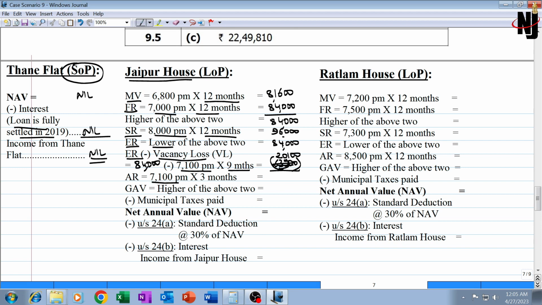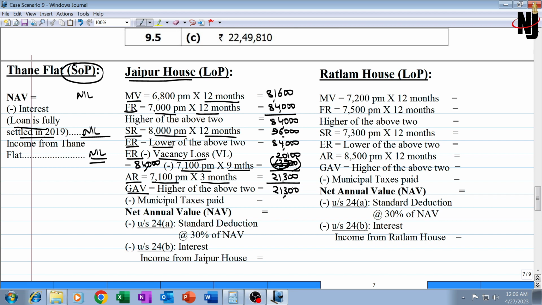And then actual rent 7,100 per month into 3 months. Alternatively, instead of multiplying it by 3 months, you can multiply it by 12 months and then reduce the vacancy loss, 7,100 into 9 months. So vacancy loss is to be deducted from expected rent and actual rent also. But from actual rent you will be subtracting vacancy loss only when you are starting with actual rent for the whole year. Here we will not be doing it that way, shortcut straight away into 3 months. It will be 21,300. Higher of the above two, 20,100 or 21,300, is 21,300.